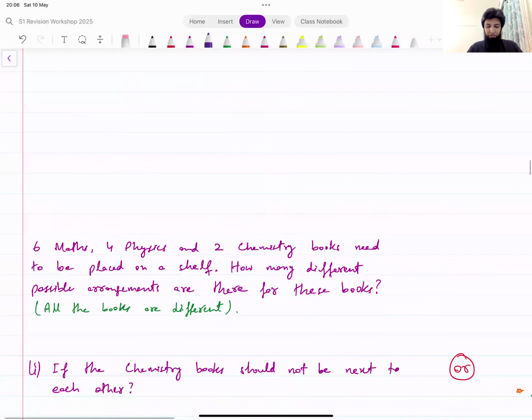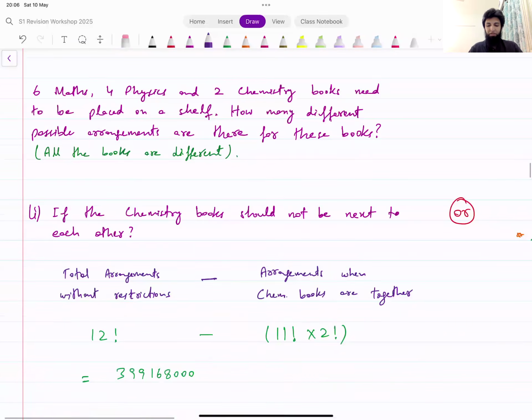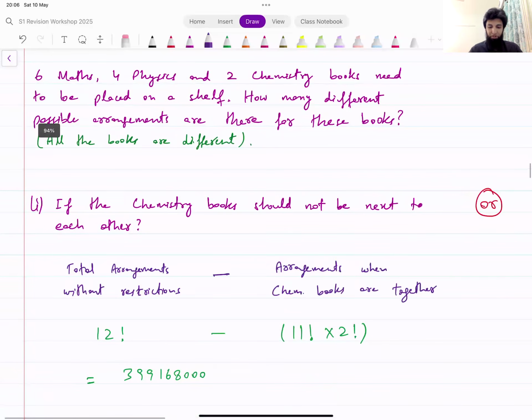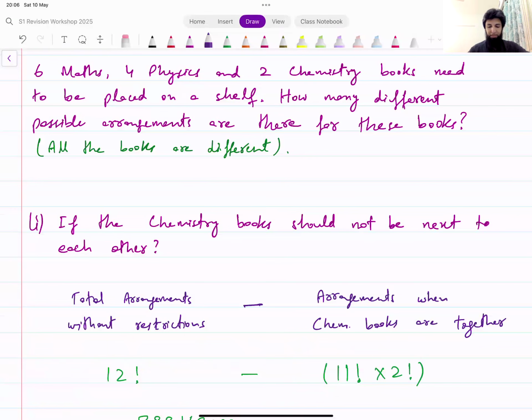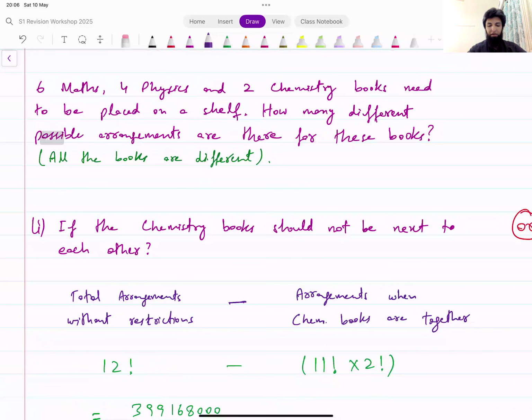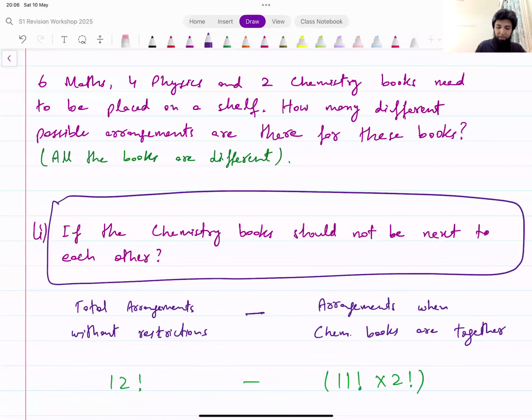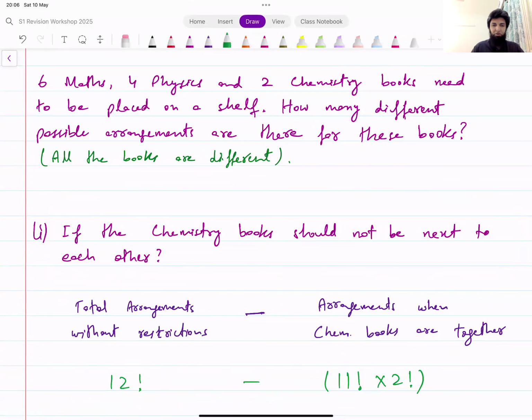Now come the other kind of restrictions. Sometimes they want the objects to be separated from each other. Again, the same scenario. We've got 6 math books, 4 physics books, 2 chemistry books. All of them are different. What we want to do is arrange all of these books such that the chemistry books should not be next to each other.